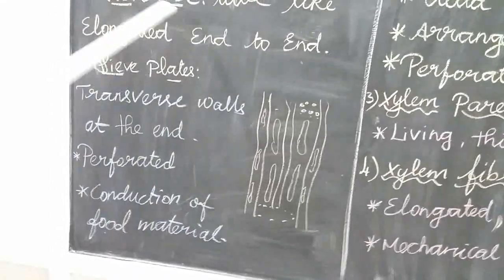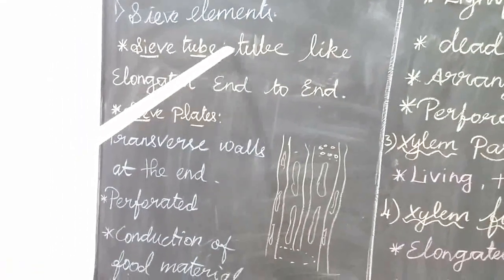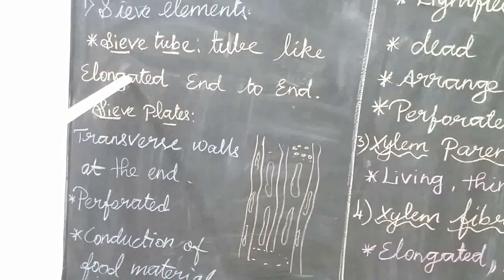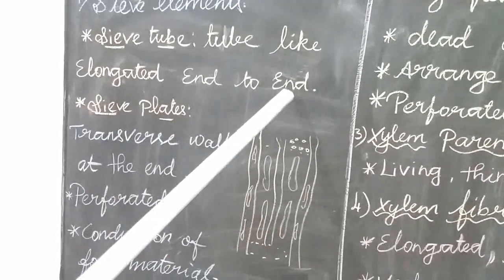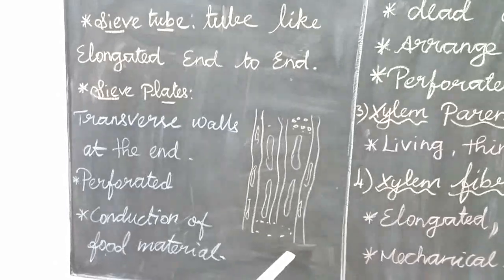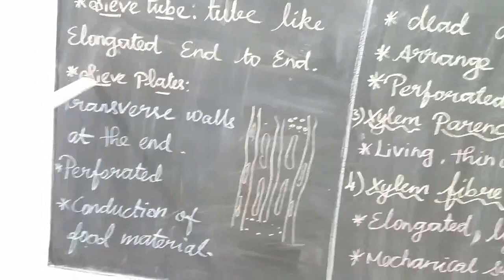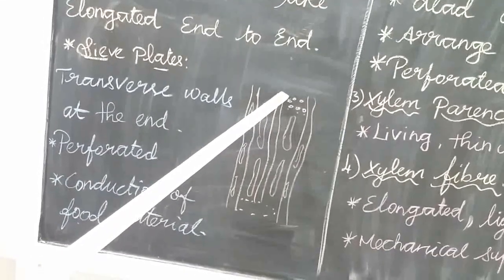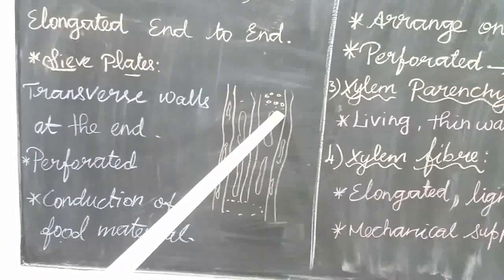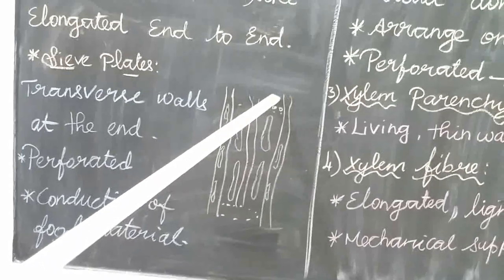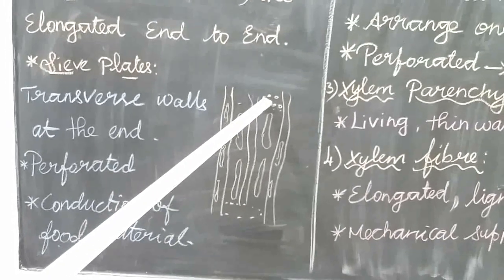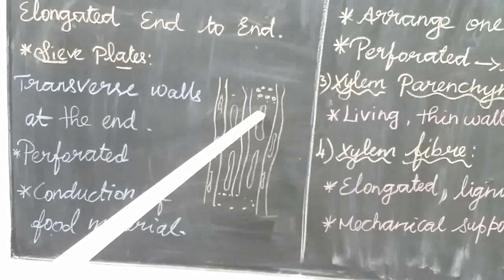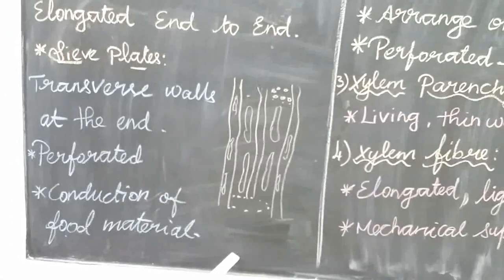Let us see one by one. Sieve tube. It is a tube-like structure, elongated end to end. Next, sieve plate. Where is the sieve plate located? It is present in the transverse walls at the end of the sieve tube, and it is perforated, meaning it has small pores. It conducts the food materials.